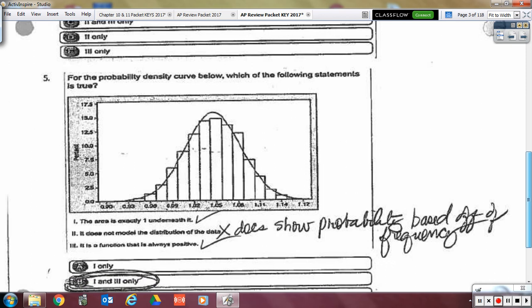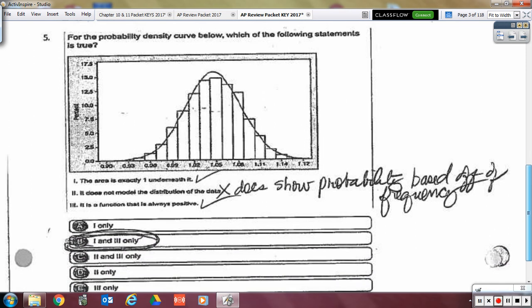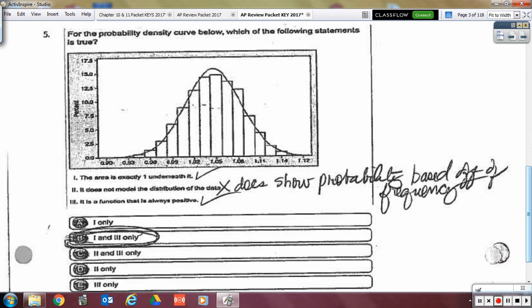Okay, number 5 actually uses that idea statement. Which one is the true statement about a probability density curve? Statement 1 says the area is exactly 1, and that is true. Area under every probability curve is 1, because that's 100% of the data. And 3 is also true. It has to always be positive. You cannot have negative values because you can't have negative probabilities.